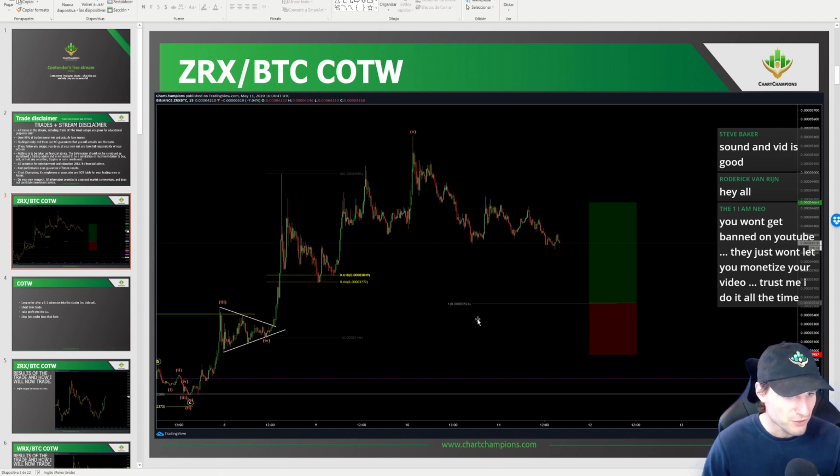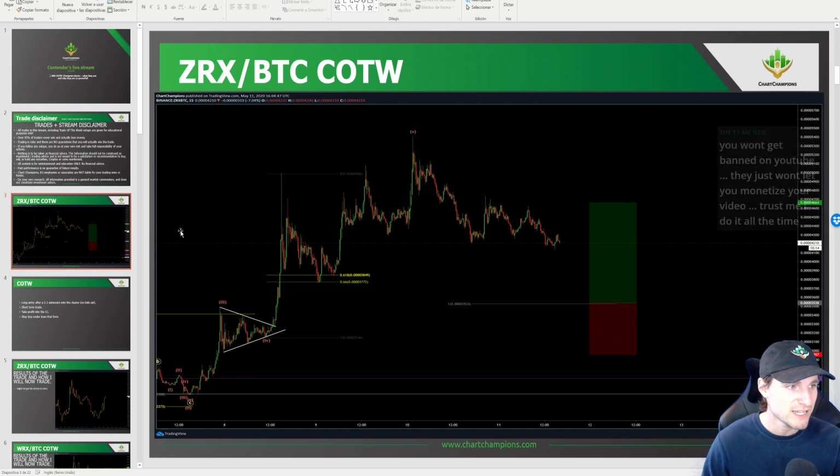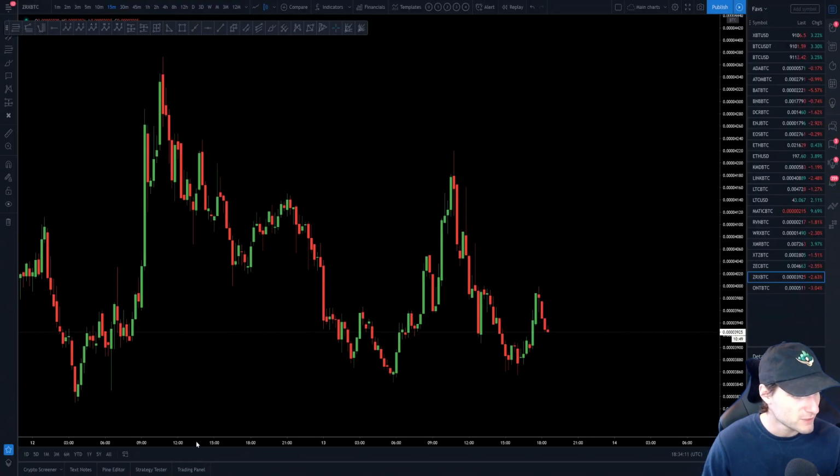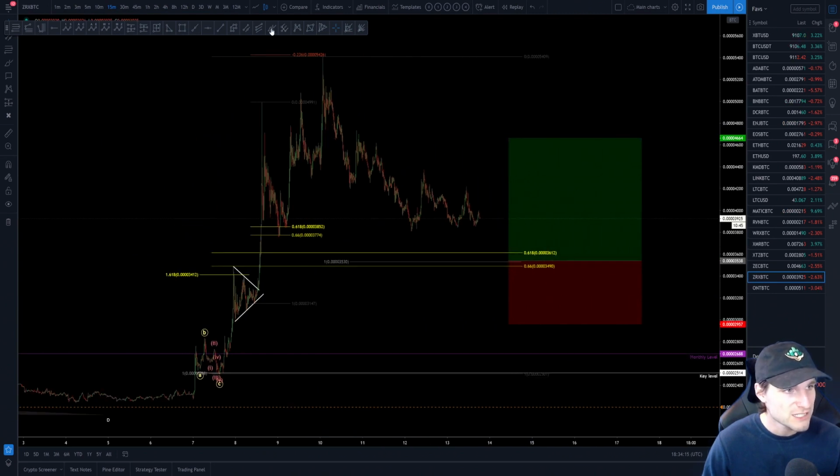I'm looking at this with the confluence of the 1-to-1 extension coming into this congestion zone that we had here. So I've got confluences here on the 1-to-1 extension, but I do not have bids preset. I do not have bids waiting here. What I want to see is something along these lines. I'll come over to the chart. I want to see price drop down, maybe do something like this, drop down into the level.